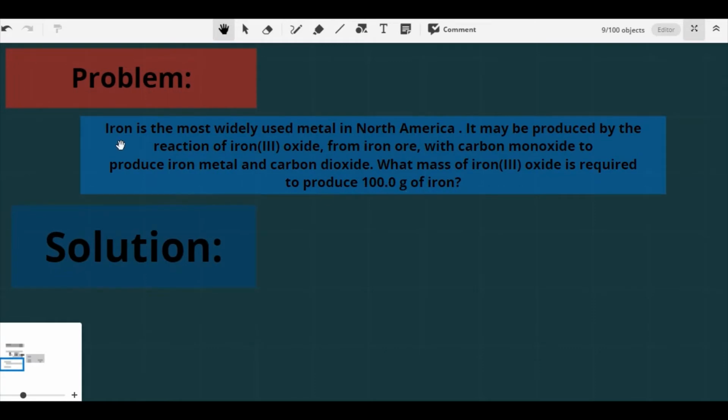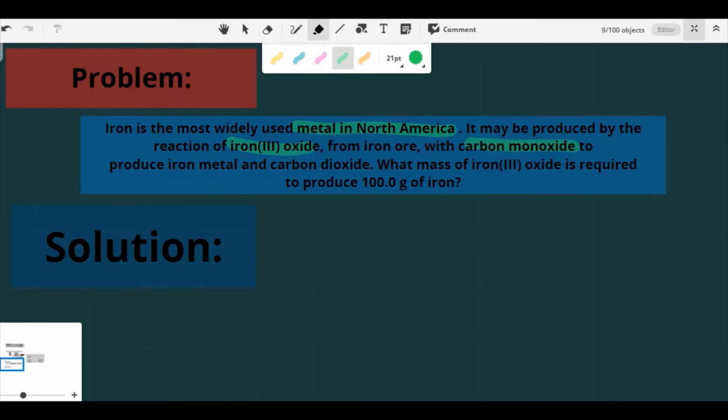The question is: iron is the most widely used metal in North America. It may be produced by the reaction of iron(III) oxide from iron ore with carbon monoxide to produce iron metal and carbon dioxide. What mass of iron oxide is required to produce 100 grams of iron?